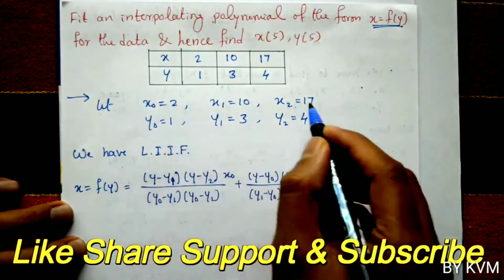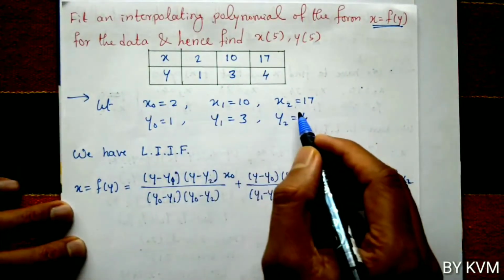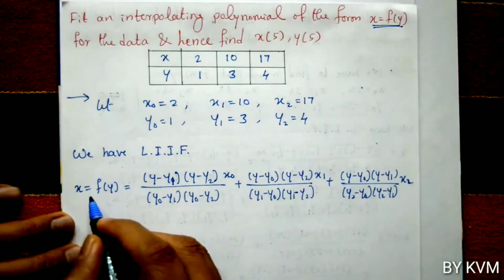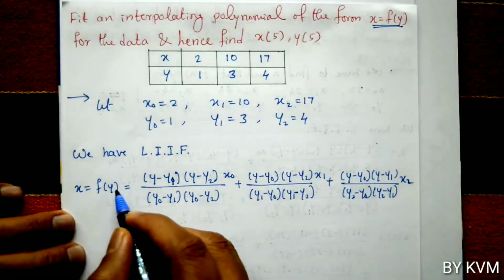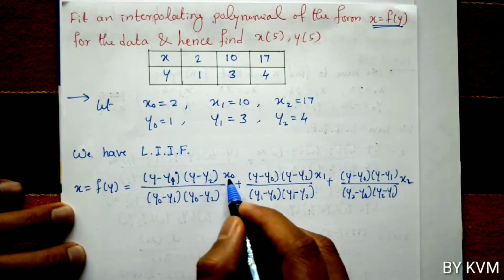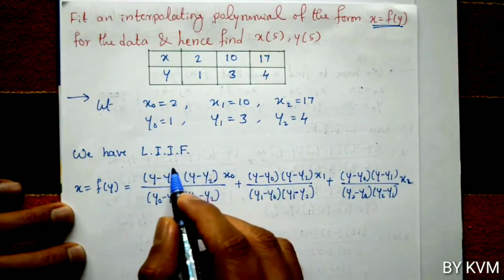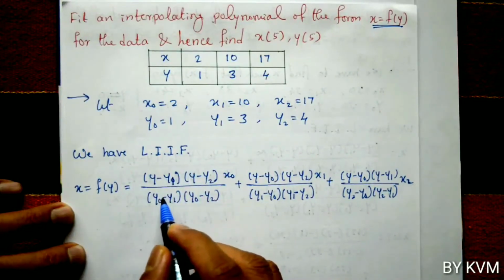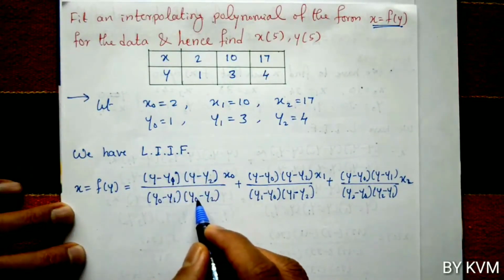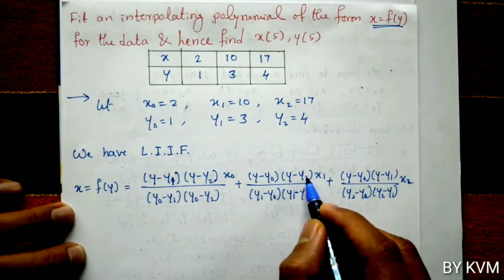Here they have asked to find a polynomial of the form x equals f of y, which means we have to apply Lagrange's inverse interpolation formula, and we have to find the polynomial x in terms of y. So already we know how to write Lagrange's inverse interpolation formula. x equals f of y equals, in the first term y0 is excluded, y minus y1 into y minus y2 into x0 by y0 minus y1 into y0 minus y2.